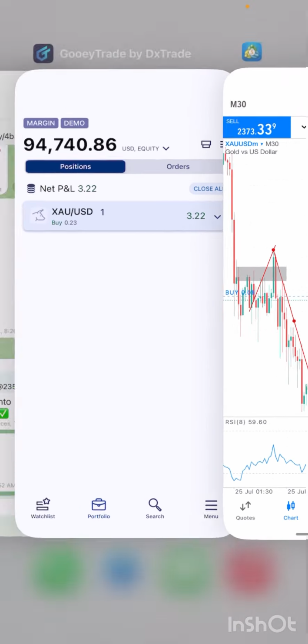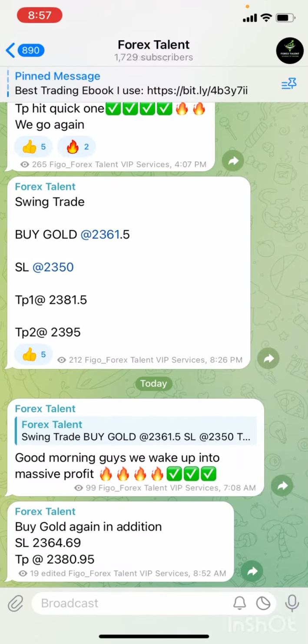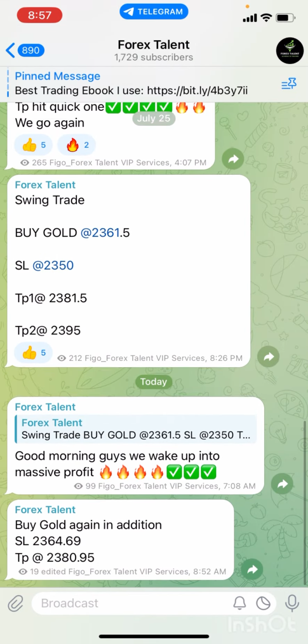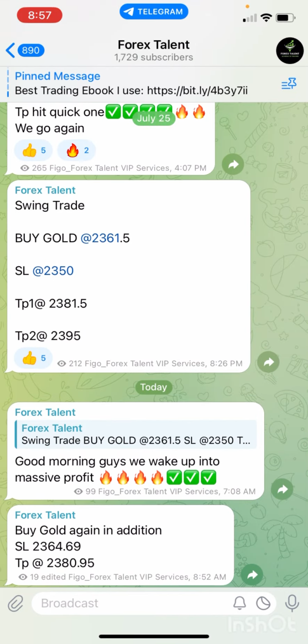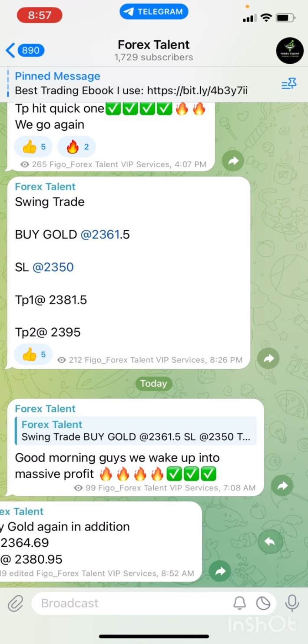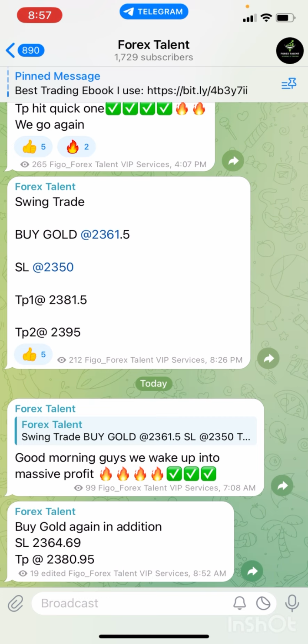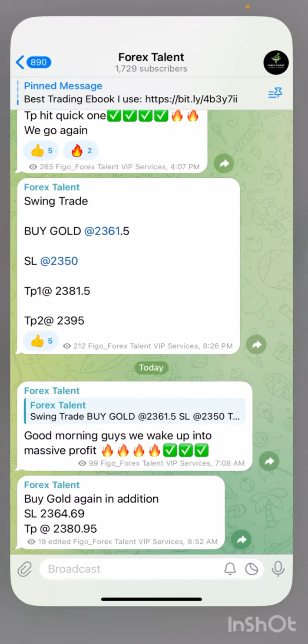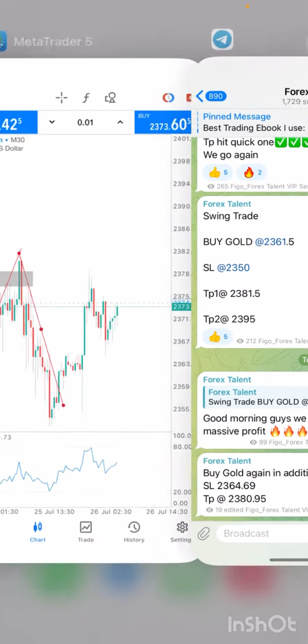I give this signal in the Telegram group. Okay, so you can see it. We bought gold yesterday, which is a swing trade. We are in profit already and we are buying again in addition, which is this one right here. So we keep smashing in profit. They are already in profit.